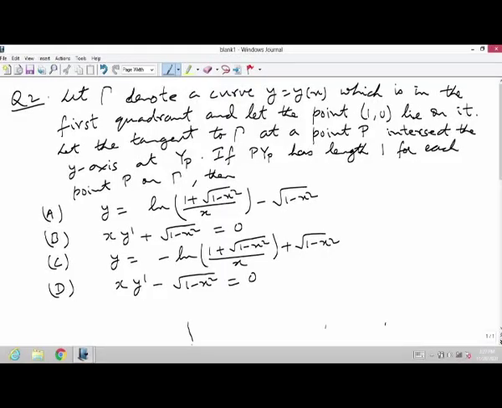So, if you see the options, then option A and option C are negative of each other, and we are given that the curve should lie in the first quadrant. So, y should be bigger than 0. So, only one of the two options A and C can be correct. Of course, it may happen that both are wrong.